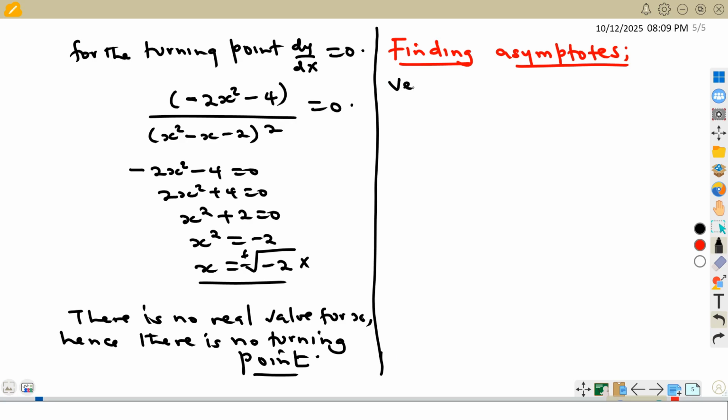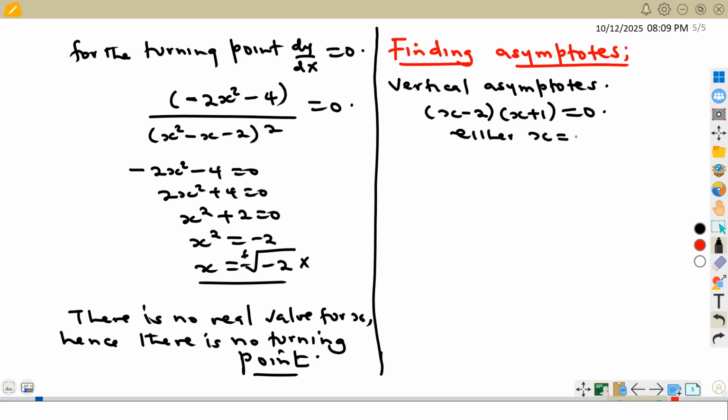So let us talk about vertical asymptotes. For vertical asymptotes, we equate the denominator to 0. So the denominator is (x - 2)(x + 1). So we equate this to 0, and we shall be able to get our x: either x is the same as 2 or x is the same as -1. So this will become our vertical asymptotes.